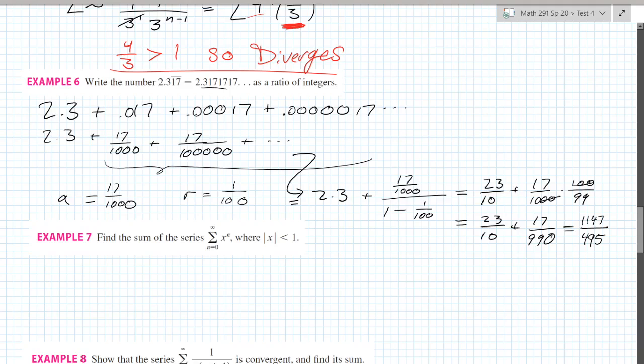And now our repeating decimal is a ratio of integers.